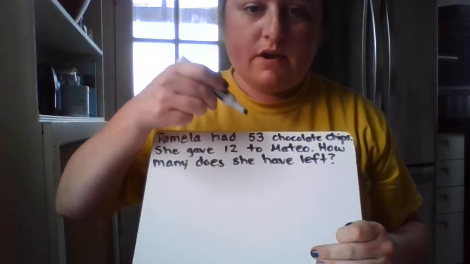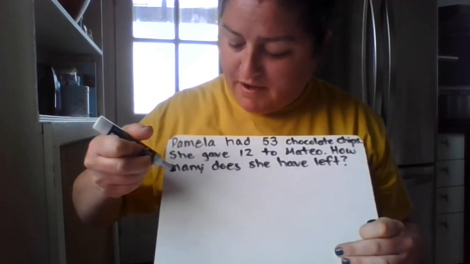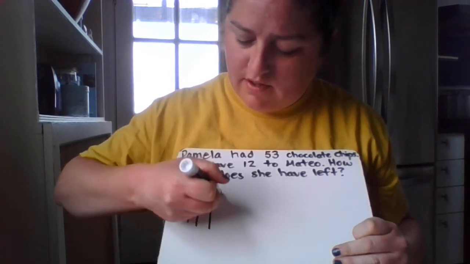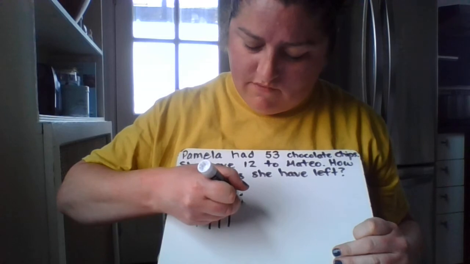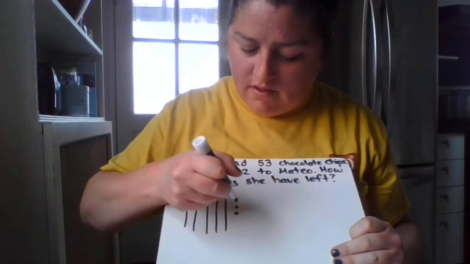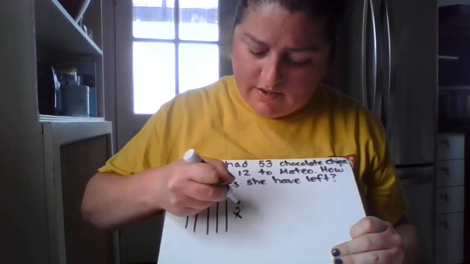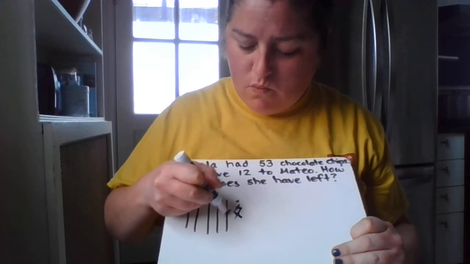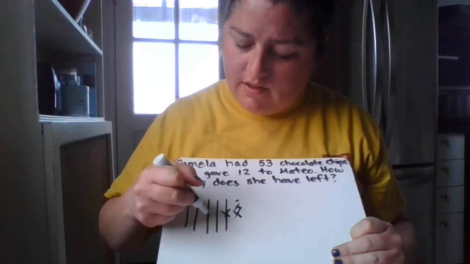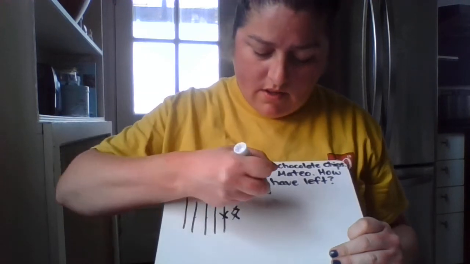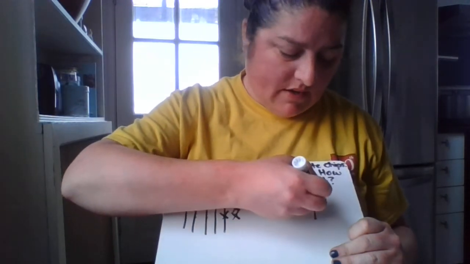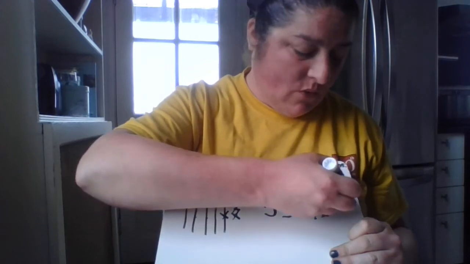So our largest number is going to be 53. So we're going to start off by drawing 53. Count with me. 10, 20, 30, 40, 50, 51, 52, 53. 53. And now we take 12 away. So we're going to take away 2 ones, and we're going to take away 1 ten. So let's see how much we're left with. 10, 20, 30, 40, 41. So we're saying 53 minus 12 equals 41.